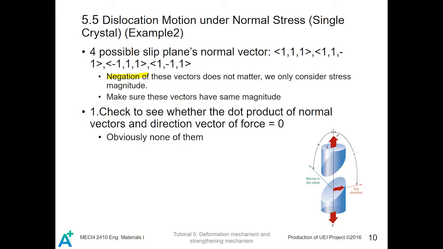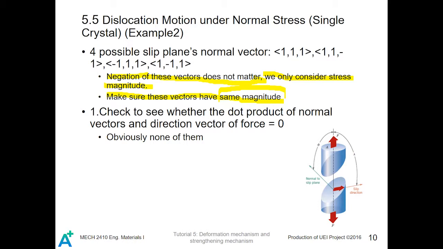Again, the sign of these vectors does not matter. We only consider shear stress magnitude. However, as said, we still need to make sure these vectors have the same magnitude, because we will still use the dot product to compute the cosine term.